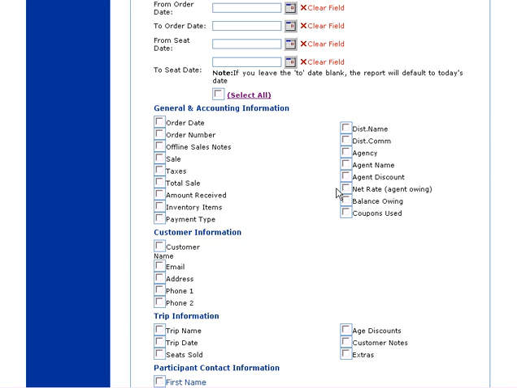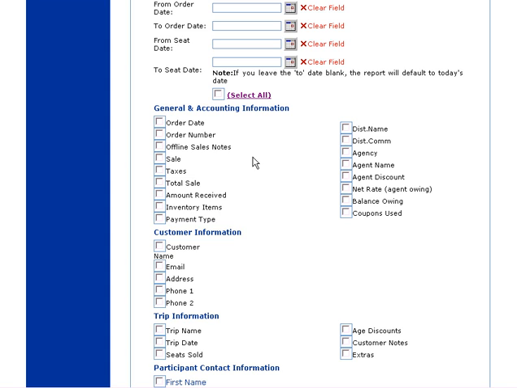So again, this really reduces the administration that goes into doing agency-type relationships. And these reports can be run anytime by both the tour operator and the agent. This will save you a lot of time when it comes to accounts receivable and payable.